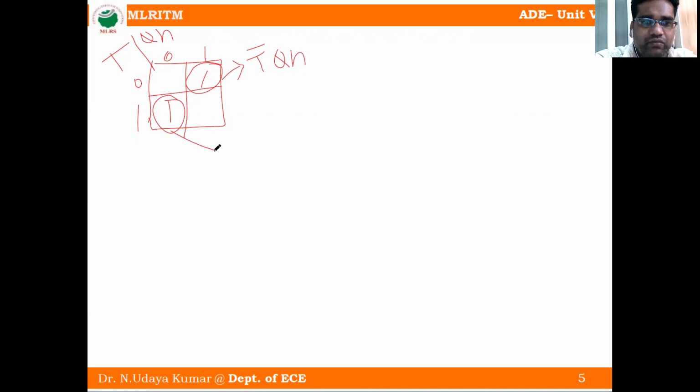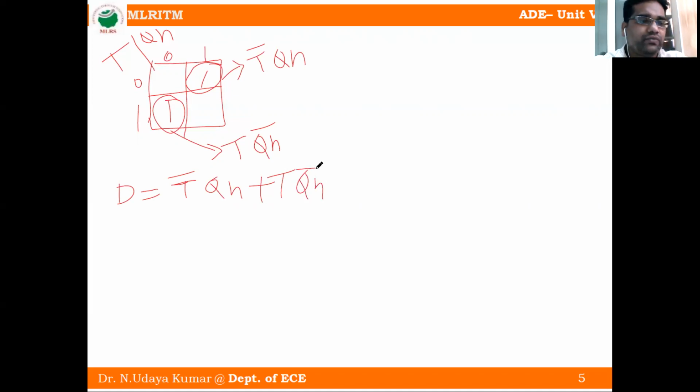By mapping this one we will get second row means it is T and first column means Qn bar. Okay. So this one we will get. So finally we will write it as D is equal to T T bar Qn plus T Qn bar. Okay, this is the expression for D. So we have D flip-flop.